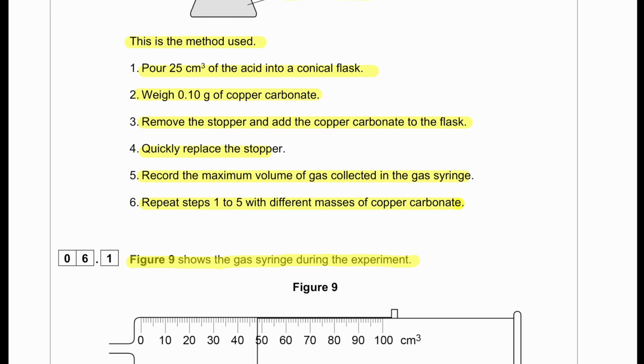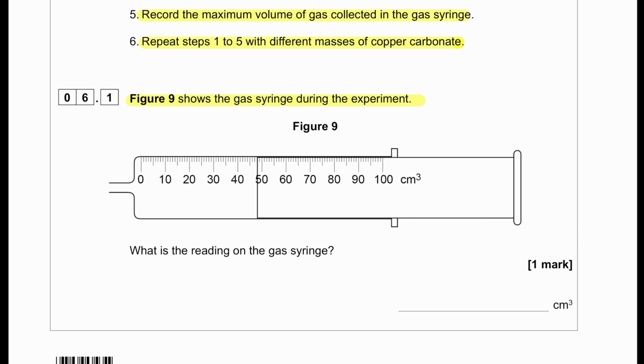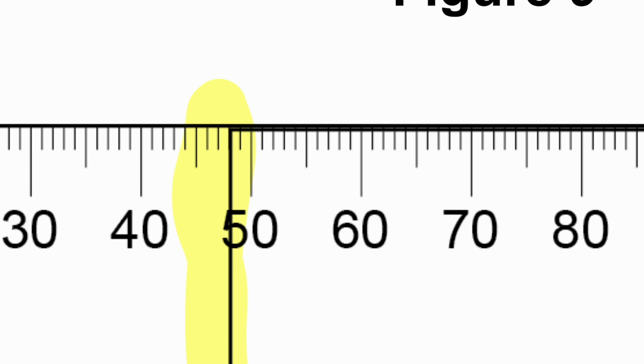Figure 9 shows the gas syringe during the experiment. So we can see the gas syringe. We can take the reading from here. This is 45. So this will be 46, 47, 48.